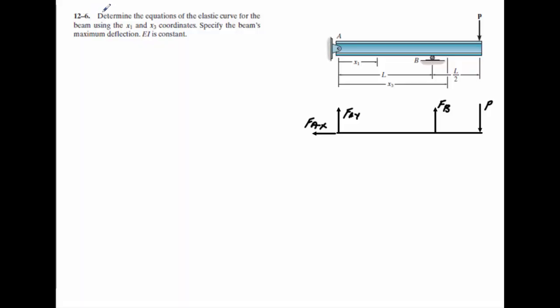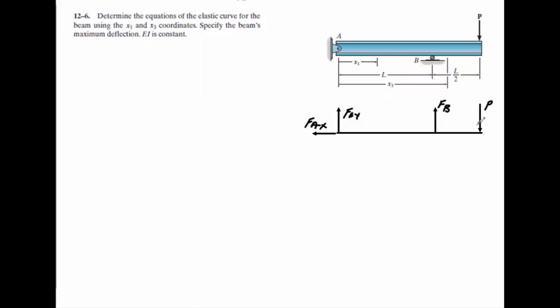Okay, this is 12-6. In this problem we want to determine the equations of the elastic curve for the beam using x1 and x3 as noted here. Specify the beam's maximum deflection. Alright, to do these problems, the first thing you want to do is draw yourself some rough free body diagram of what the reaction forces are going to be at A and B.